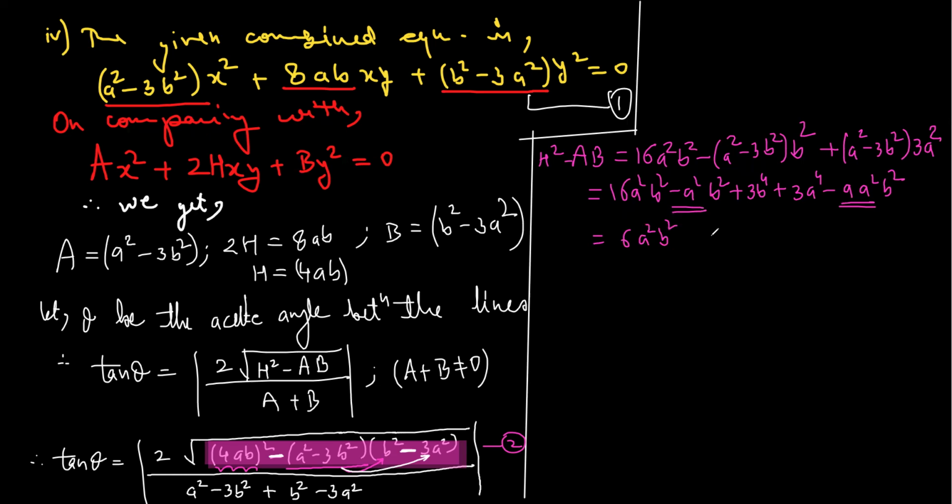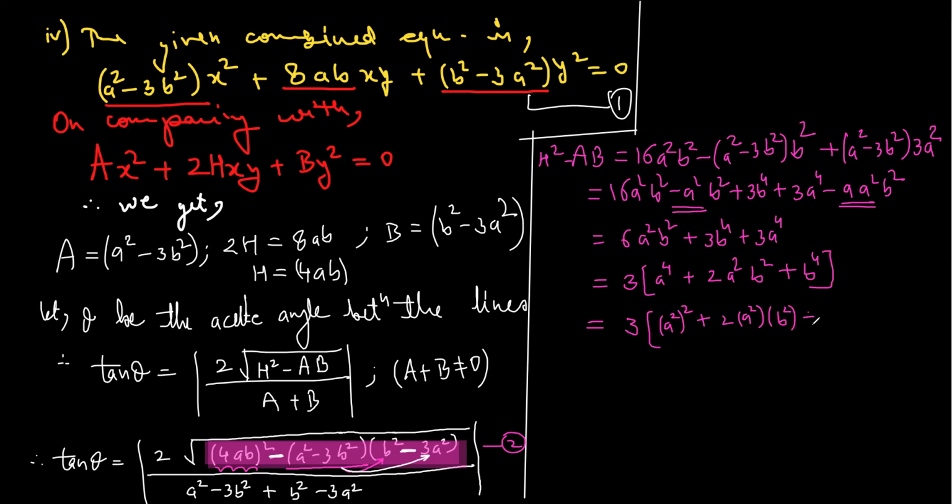So 16 minus 10 a square b square is 6 a square b square plus 3b raised to 4 plus 3a raised to 4. Now see here, I take 3 common. So 3 is common. Now inside the bracket, I'm getting a raised to 4 plus 2a square b square plus b raised to 4. So now this I can write as 3 times (a square) the whole square plus 2a square b square plus (b square) raised to 2.